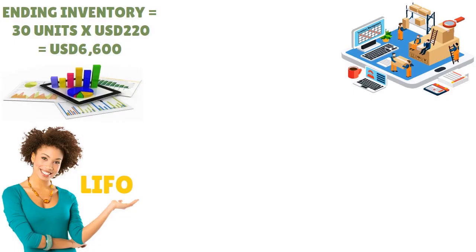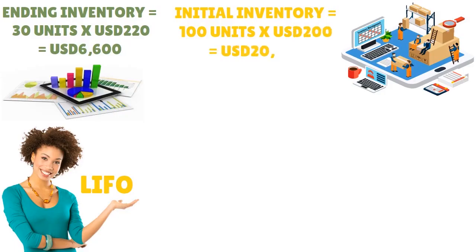Let me use the previous example and continue to illustrate what I mean here. If our electronics store starts again with an inventory of 100 smartphones at a cost of $200 each, the beginning inventory will be initial inventory: 100 units times 200 equals 20,000.